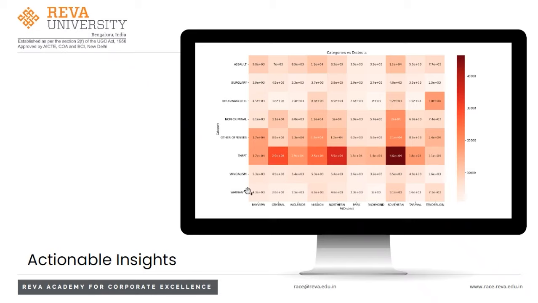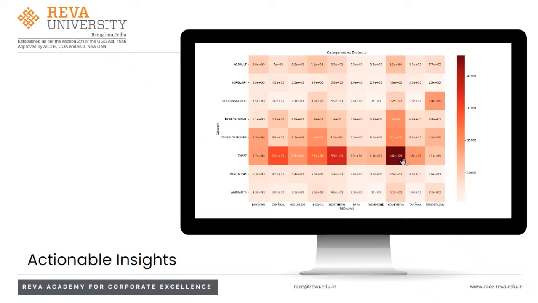How do we interpret this graph? This is nothing but a heat map. Darker the red color, more the number of incidents. Lighter the red color, fewer the number of incidents. Now, what is eye-catchy here is mostly theft. I see a lot of red color cells here, which means that theft and such things are happening the most. And as you can see here, there are more than 40,000 incidents of theft, particularly happening in Southern District.